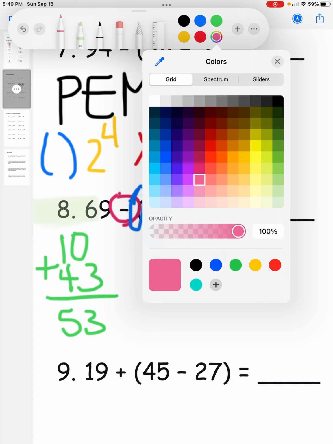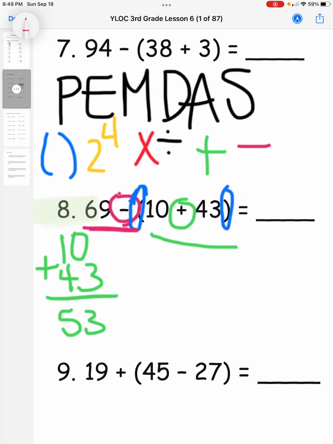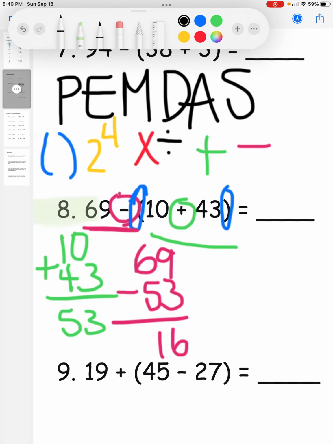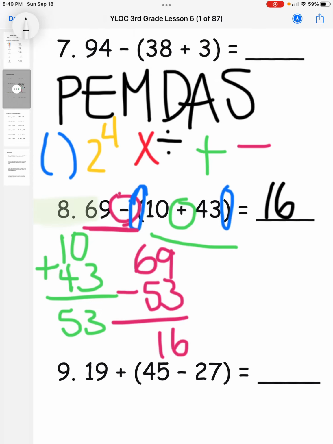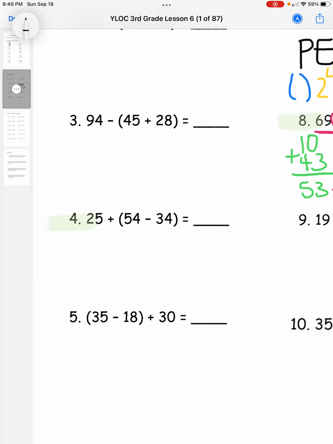So you move on to the next symbol, 69 minus 53. 9 minus 3 equals 6. And 6 minus 5 equals 1. So the answer to this question is 16. And let's go to number 4.